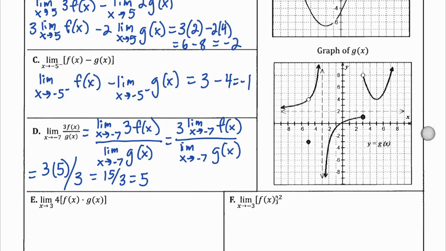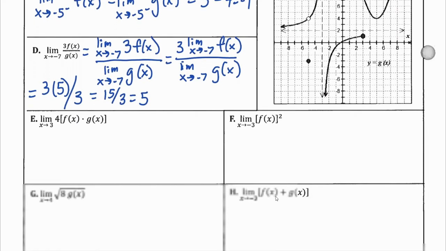Okay, so we do have to also pay attention to the order of our properties. So like for this next one, we have that 4 out front. So in this scenario, we should take the 4 in front of the limit first.